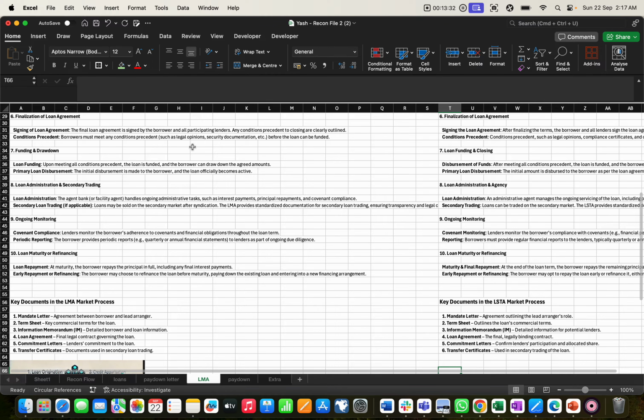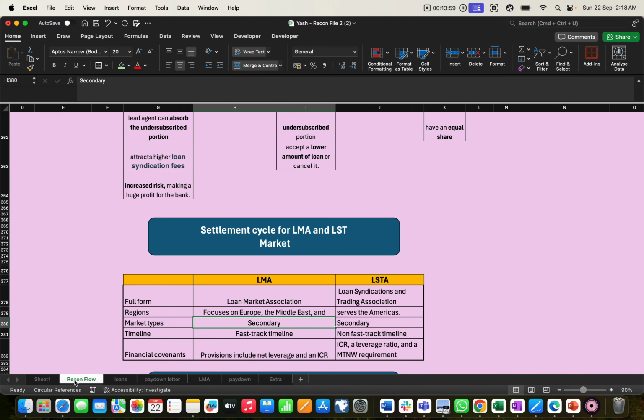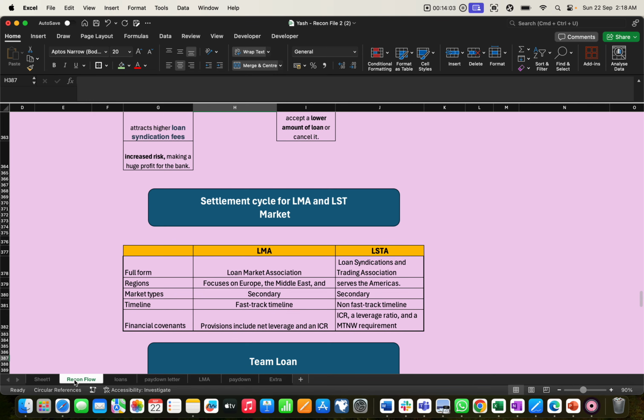So this is a mandate letter, the agreement between the borrower and arranger, the term sheet, as well as the information memorandum, like the interest rate, which date it should be paid, the paydown amount, the interest amount, and how and when the loan gets recovered, all the documents as well, the commitment letter and transfer certificate, everything. So this is very important, that's why the role of fast track and non fast track will come under the picture.